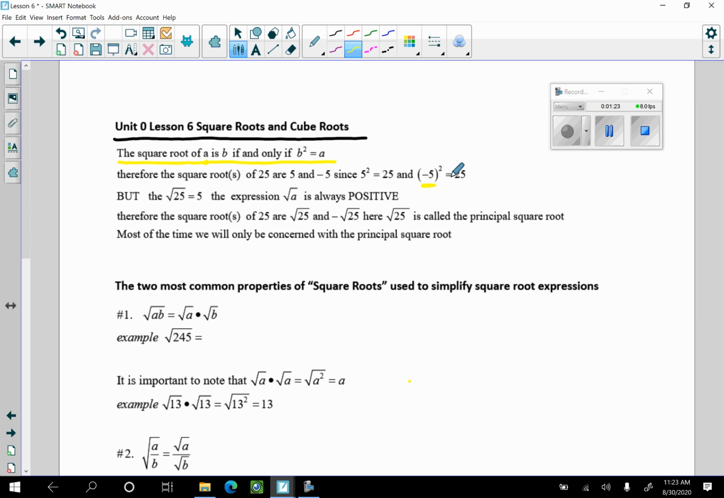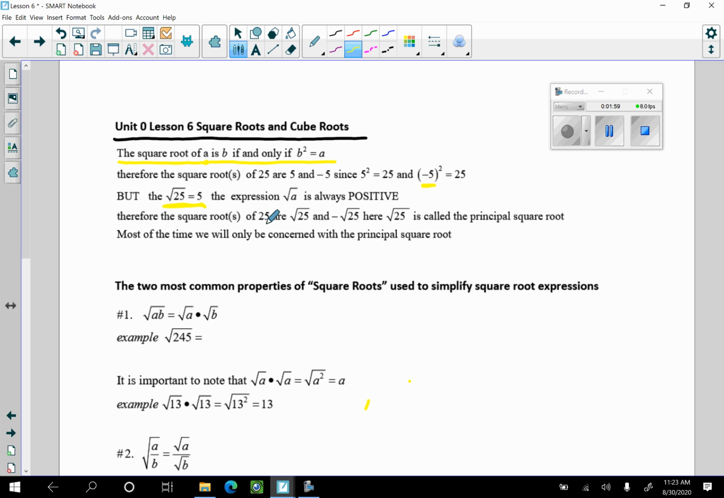The thing that is elusive for a lot of students is that if I just look at this expression, the square root of 25, that's 5. That's not 5 and negative 5. That is just 5. The expression square root of A is always positive and only exists if A is greater than or equal to 0. But this is always 5, it's not 5 and negative 5. That's what we call the principal square root.